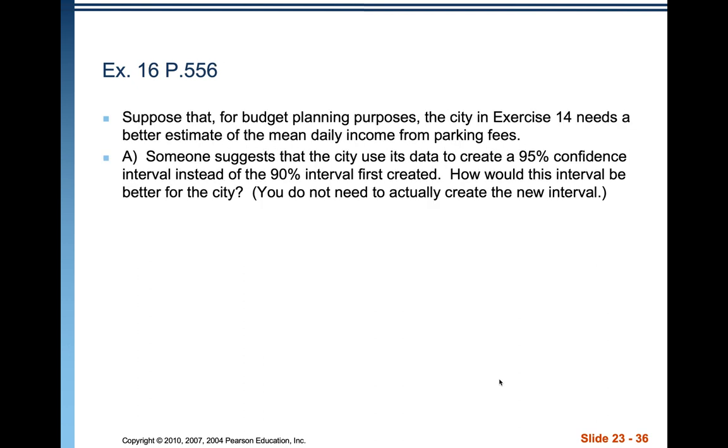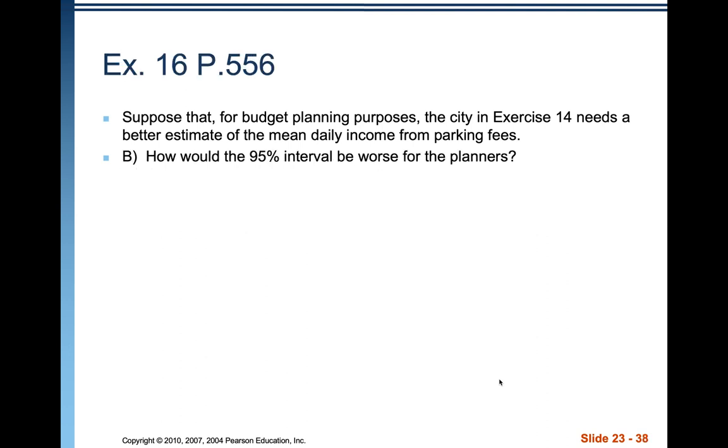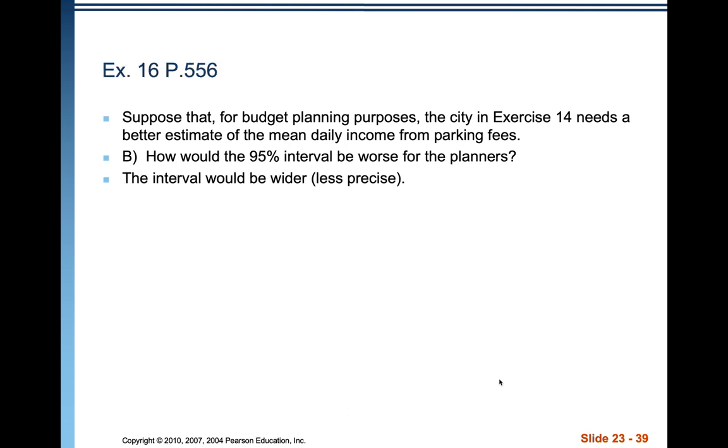Someone suggests that the city use its data to create a 95% confidence interval instead of the 90% confidence interval you created. How would this interval be better for the city? You don't need to actually create it. The city would be more confident that the interval contains the true mean. How would the 95% interval be worse for the planners?